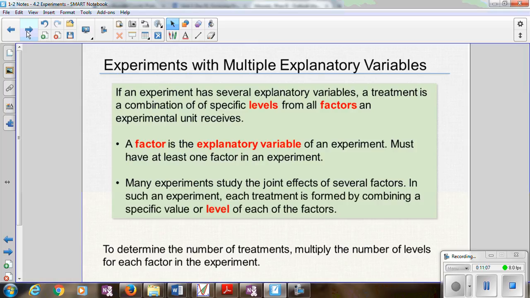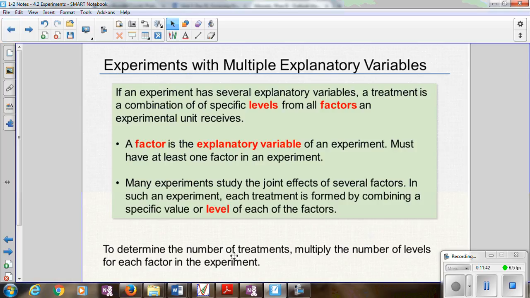Many experiments study the joint effects of several factors, and in such an experiment, each treatment is formed by combining a specific value or level of each factor. So, for example, if I'm studying the effects of a weight loss supplement, I might want to look at taking 500 milligrams of the supplement versus 200 milligrams of the supplement. Or maybe I want to explore the difference between taking the supplement twice a day versus taking the supplement once a day. Those would be different levels.